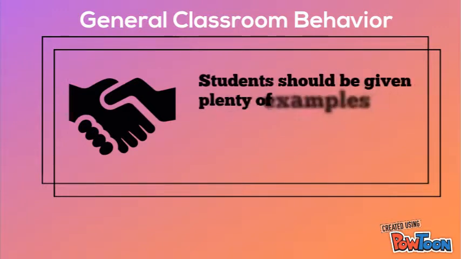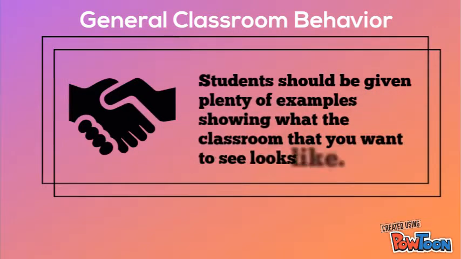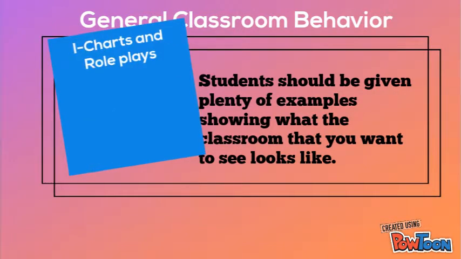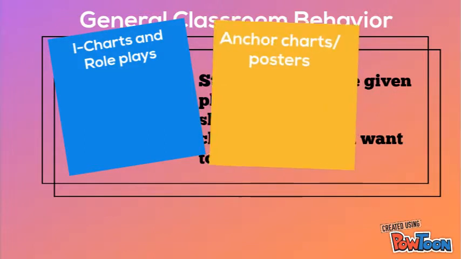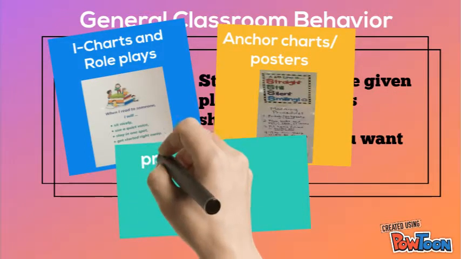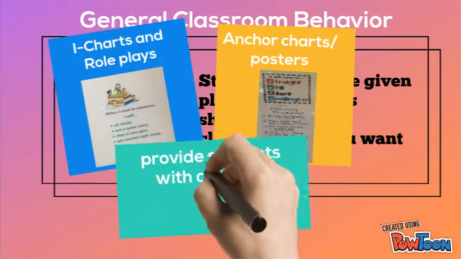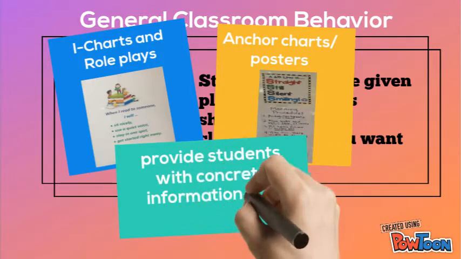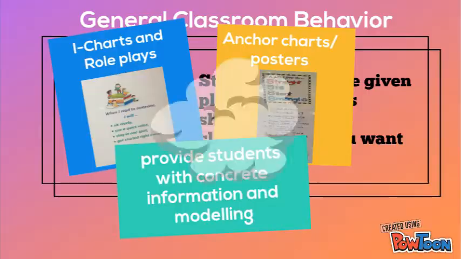Students should be given plenty of examples showing what the classroom that you want to see looks like before they can start interpreting for themselves. Eye charts, role plays, and anchor charts and posters provide students with concrete information and modeling that can be easily reinforced by the instructor throughout the year.